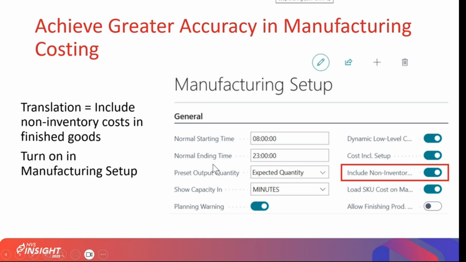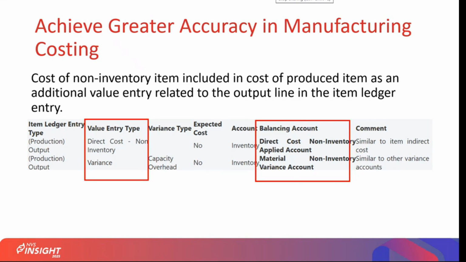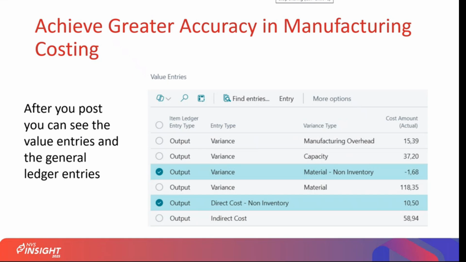We have to turn this on in setup. We're going to go into BC and look at this and kind of go through a little bit of this. You turn it on in setup. What that's going to allow us to do is you'll see the cost of non-inventory items included in the cost of the produced items as an additional value entry. So you'll see here, we can see the additional value entries where it's got the direct cost of the non-inventory. We can get the variance, all of those types of things. The other part is you can also see after you post it, you can see the value entries, and then you can drill through to the general ledger entries as well. So you can see there it's tagged with the non-inventory.